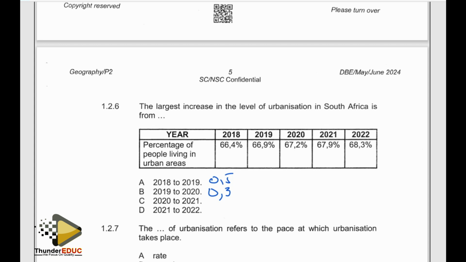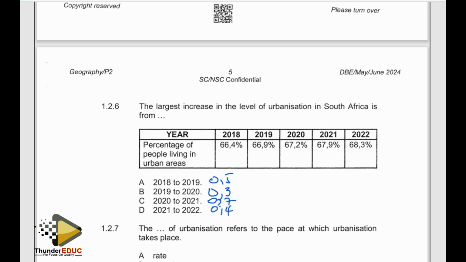Then we go on to the next item, 2020 to 2021. 2020 is 67.2, then 2021 is 67.9. If you check the difference there, it's 0.7. Then we move on to the last, 2021 to 2022. It was 67.9, it went up to 68.3. So the difference here is 0.4.